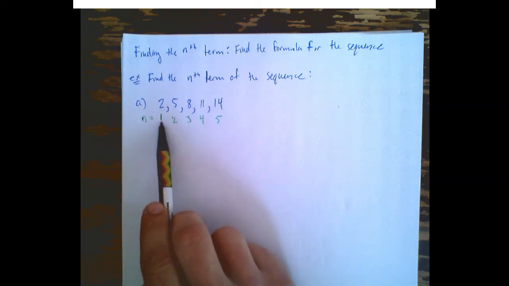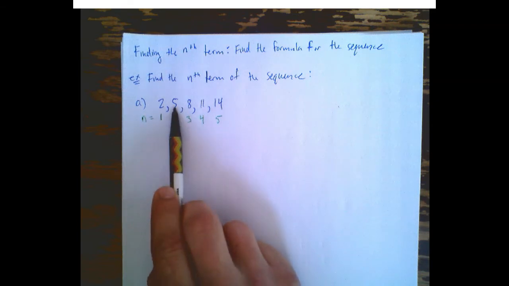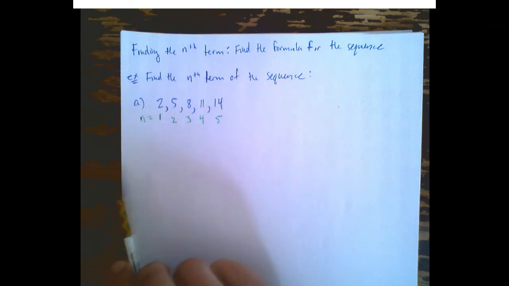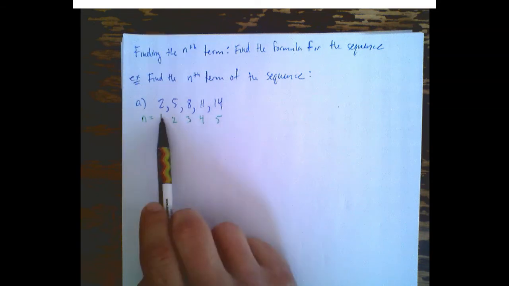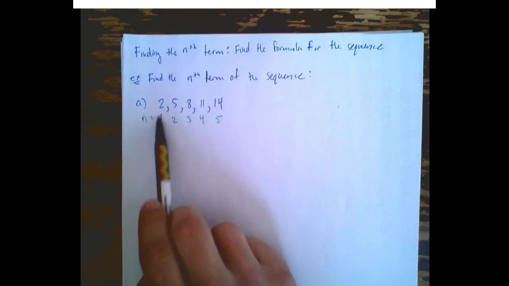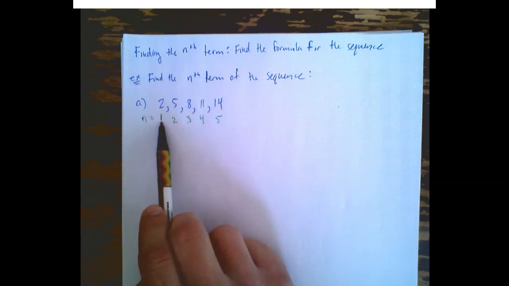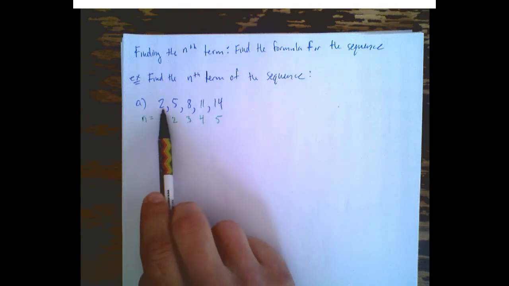So notice if we take 2 to the first power, that gives us 2. 2 to the second power would give us 4, so that wouldn't work. So let's think about it. What can we do here? Well, if we notice, we can multiply this by 3 and subtract 1 to get 2. So 3 times 1 is 3. Take away 1 would give us 2.